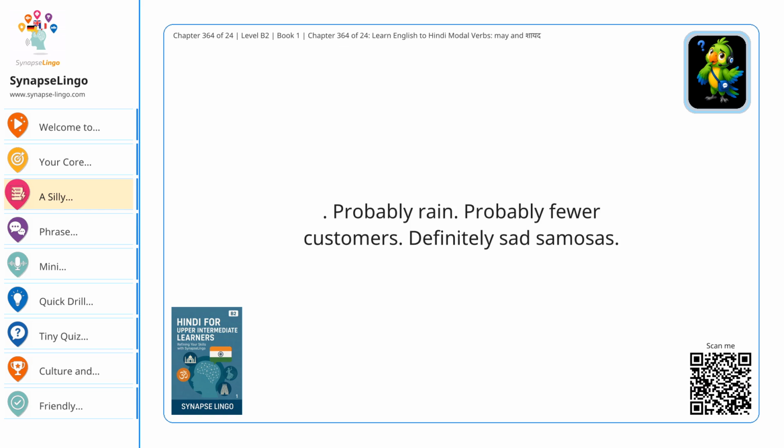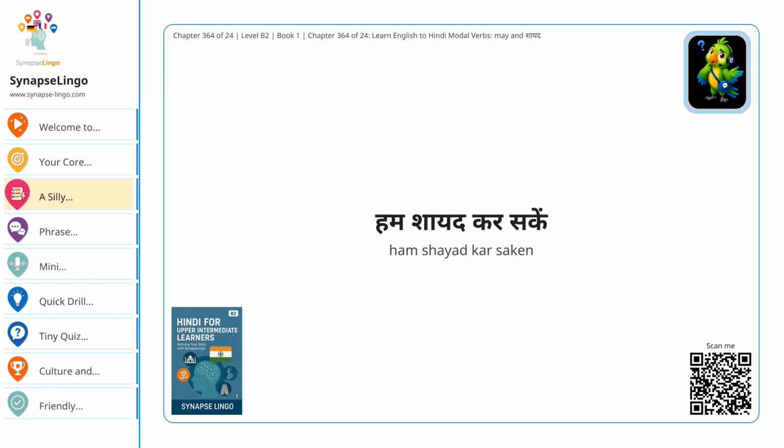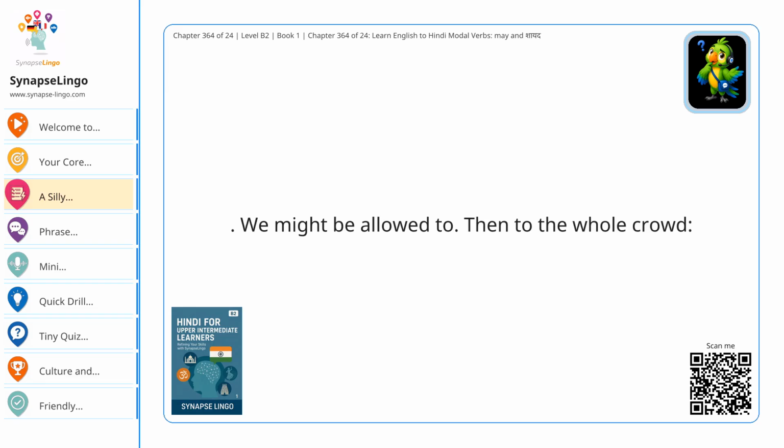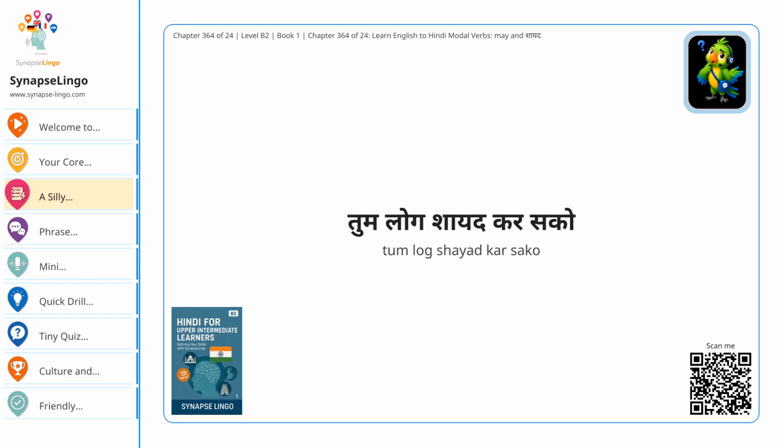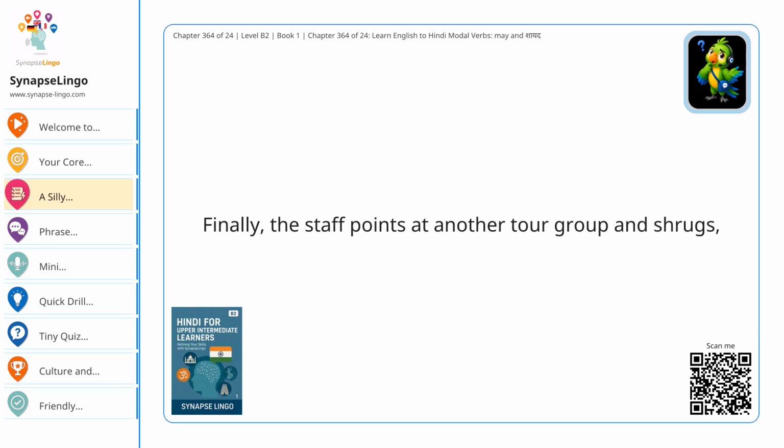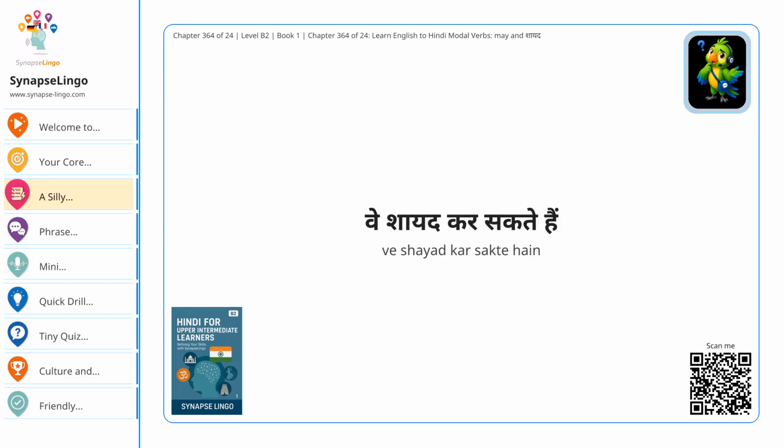Definitely sad samosas. Your group asks if everyone can join the sandwich exhibit. The answer comes. हम शायद कर सके. We might be allowed to. Then to the whole crowd, तुम लोग शायद कर सको. You all might be allowed to. Finally, the staff points at another tour group and shrugs. वे शायद कर सकते हैं. They may. And that, somehow, is how you entered a sandwich museum and learned Hindi modals.